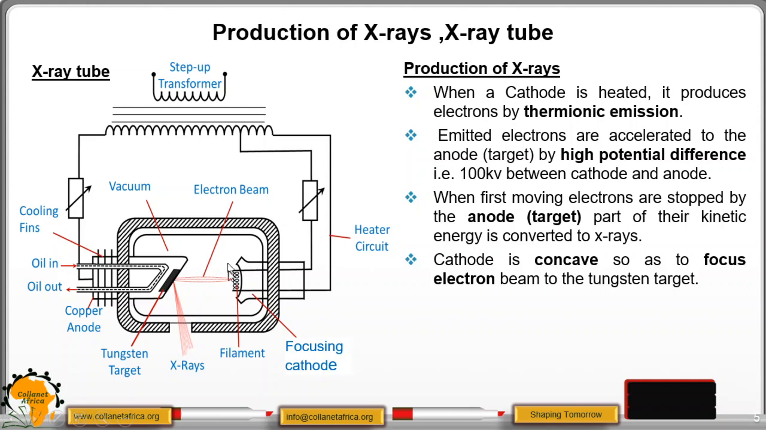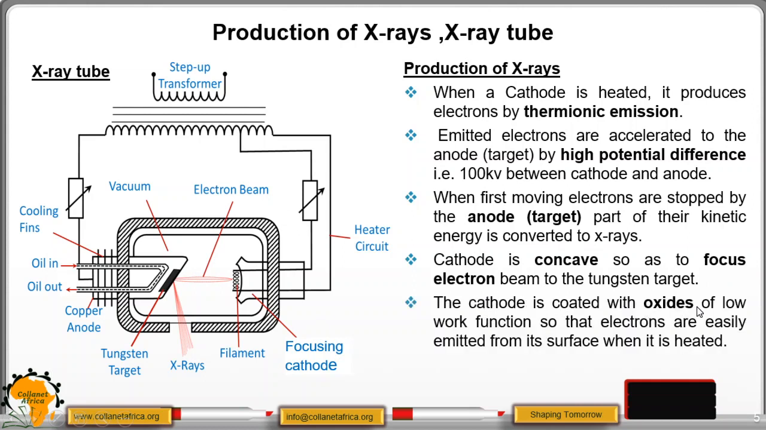Cathode is concave shaped, as you can see, and this will help to focus electron beam to the target. The cathode is coated with oxides of low work function, and this will ensure that electrons are easily emitted. When we talk of work function, this is the minimum amount of energy required to dislodge an electron from the metal surface. So it implies that if it has low work function, the electrons will be dislodged easily. That is why we are saying the oxides are coating the cathode, because this cathode is the one that is giving us what? Electrons.